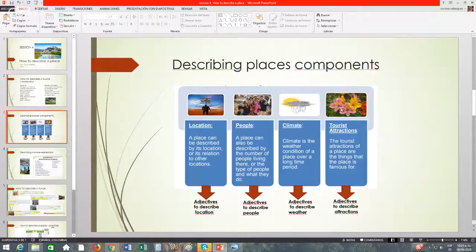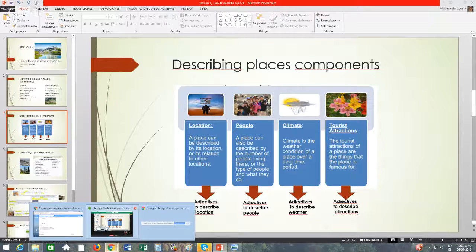Basically, the last component we can focus on for describing places is the tourist attractions. So the idea is to describe the most representative or famous places where people can go to visit and to do different activities, right? Yes, in Bogota, one person recommends to the tourists to visit Monserrate or the town. Normally all tourists visit these places in Bogota.